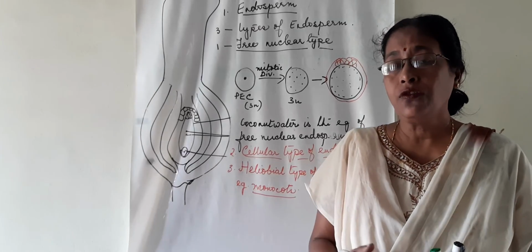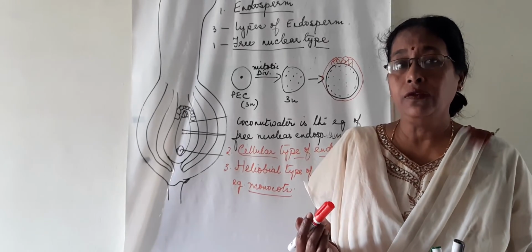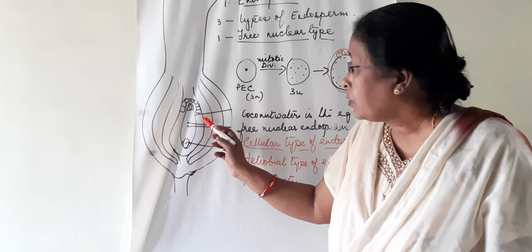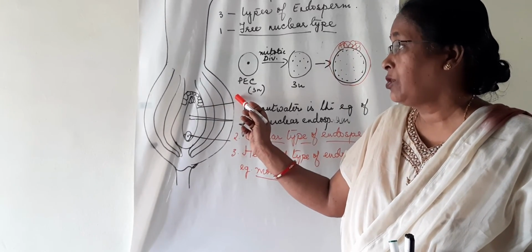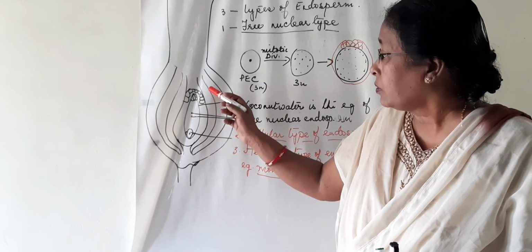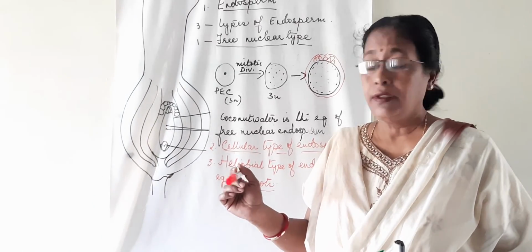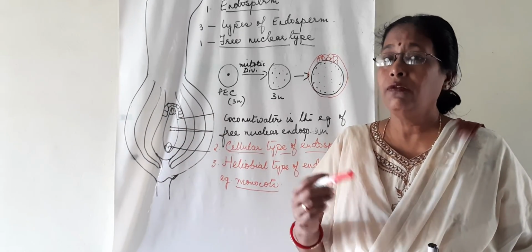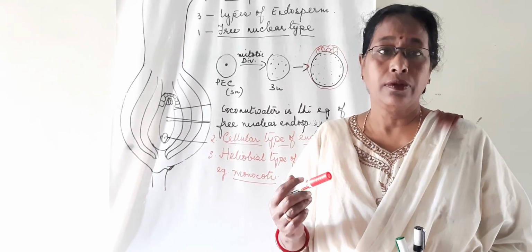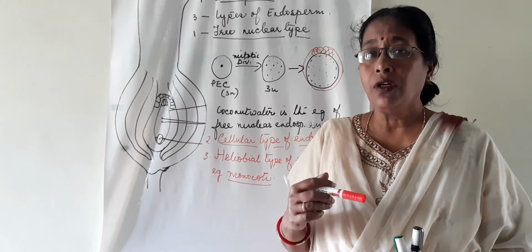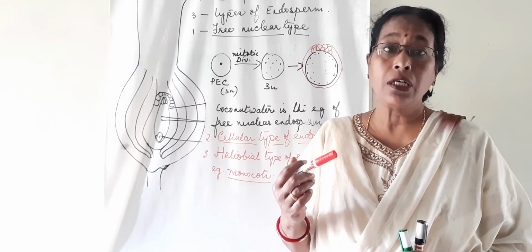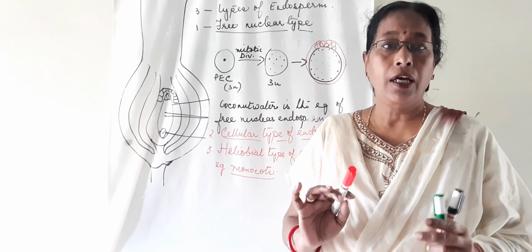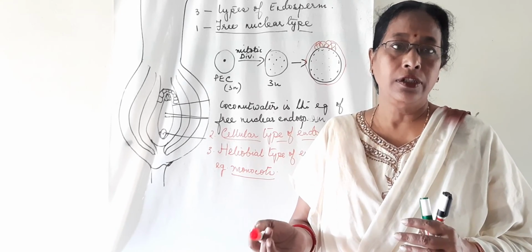In the post-fertilization events, many changes take place. The whole of the ovary is converted into fruit. The ovule gets converted into seed. The two integuments get converted into the seed coat. This we will learn afterwards. After the development of the endosperm, the embryo starts developing. This whole process is known as embryogenesis, and we will talk about this in the next class.